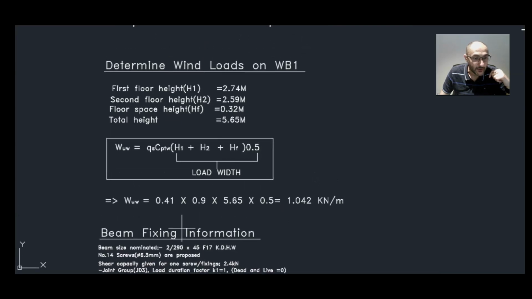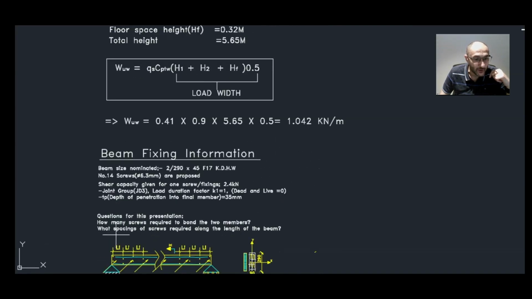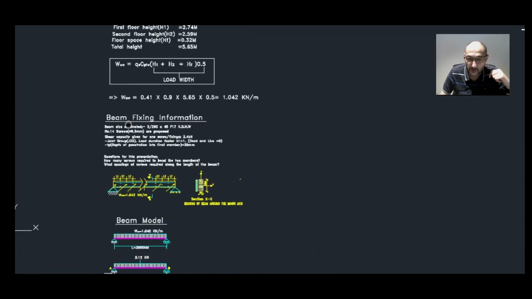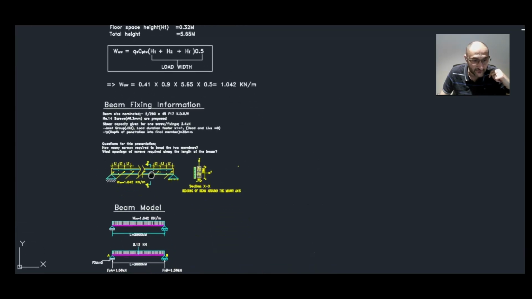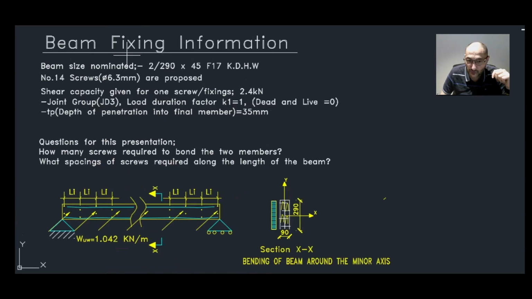Right. Now what are we up to? Okay, now this is the beam. Now we'll talk about the beam fixing information that was given to us. The beam size nominated is 290 by 45 F17 kiln dried hardwood. Number 14 screws with a shank diameter of 6.3 millimeters are proposed.